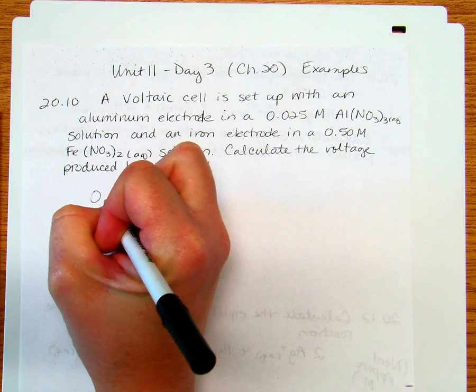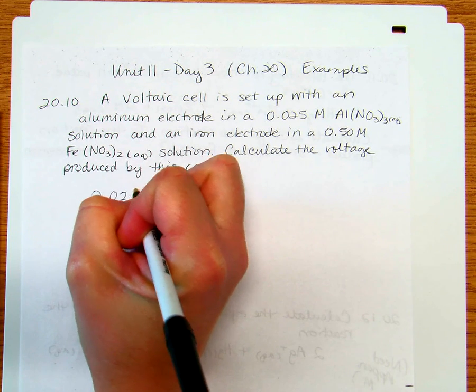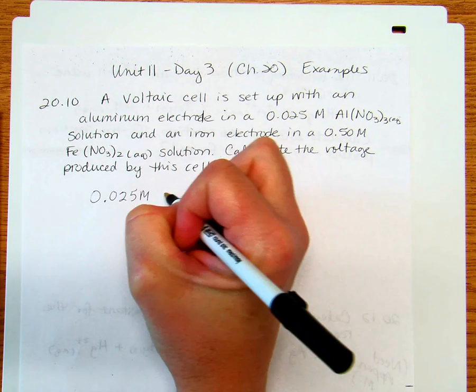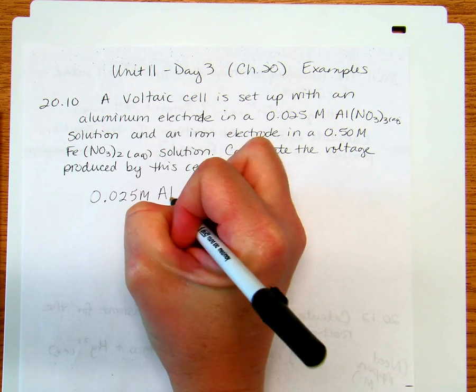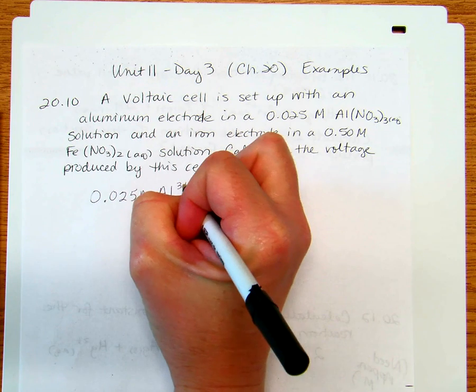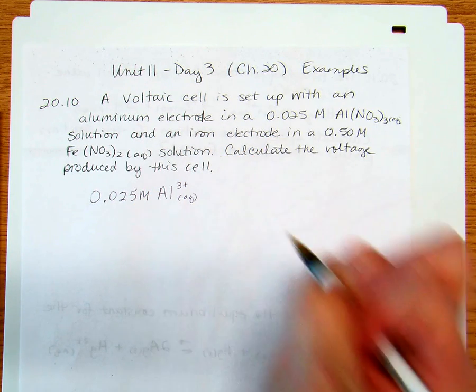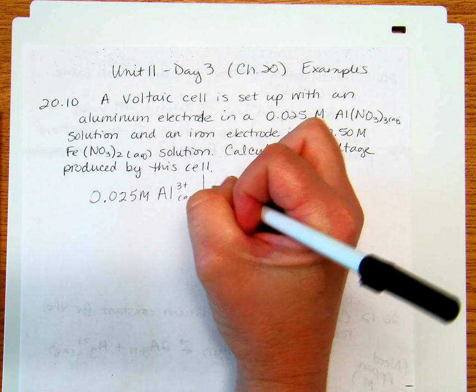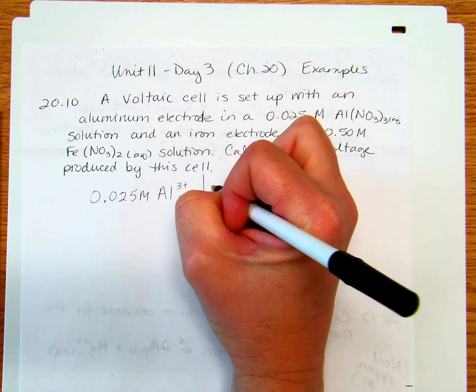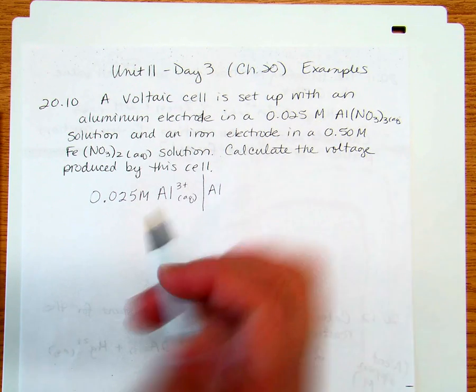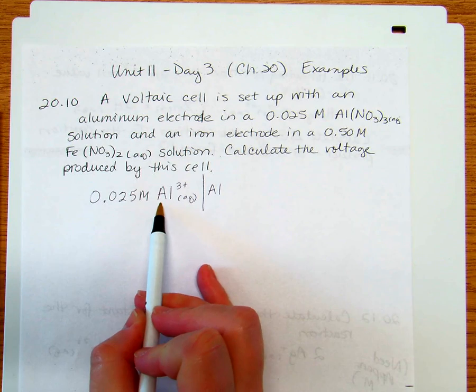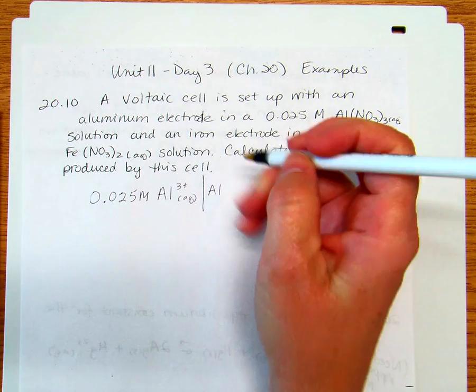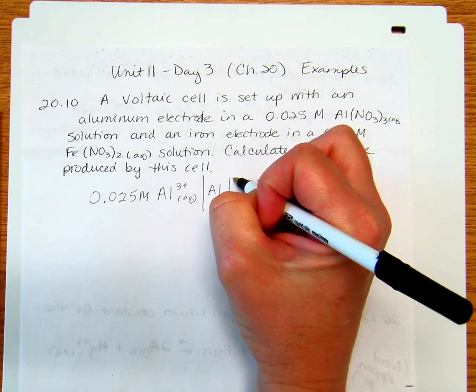You just go ahead and put in the molar amounts of the solutions. It's the metal ion that we're interested in, aqueous. We're not interested in the nitrate. And then this line represents the division, or the division between the solution of aluminum ions and the aluminum metal electrode.